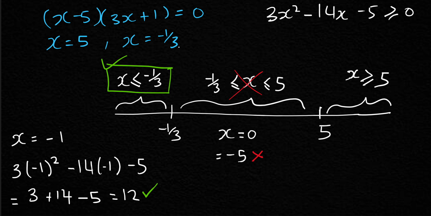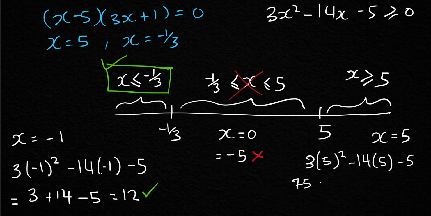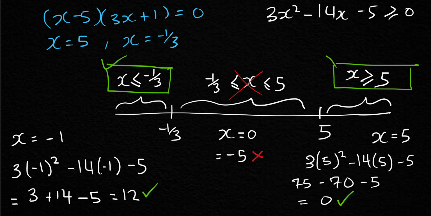Let's try the last one. x is greater than 5. Let's just choose x is 5 for simplicity's sake. If we sub it into our original equation, 3 times 5 squared, minus 14 times 5, minus 5. 5 times 5 is 25, times 3 is 75. Minus 14 times 5 is 70. Minus 5 again, what does that give us? 75 minus 75, that's going to be 0. 0 is greater than or equal to 0. So this does form a part of our answer. So this is also going to be part of our answer.